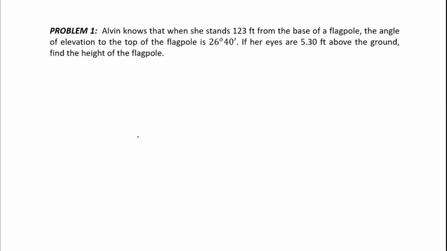So let's begin with problem number 1. So all we know is that when she stands 123 feet from the base of the flagpole, the angle of elevation to the top of the flagpole is 26 degrees and 40 minutes. If her eyes are 5.3 feet above the ground, find the height of the flagpole. If we're going to illustrate this part, okay, so illustrate.